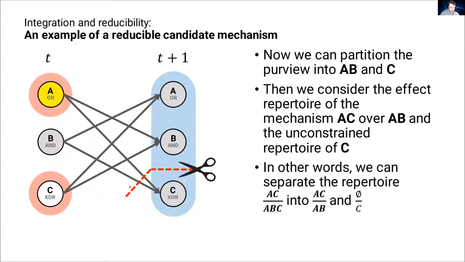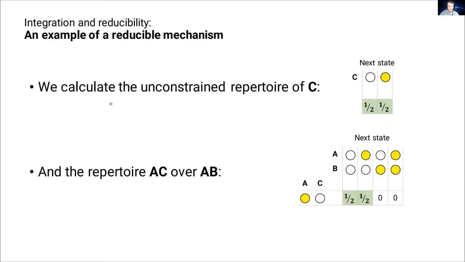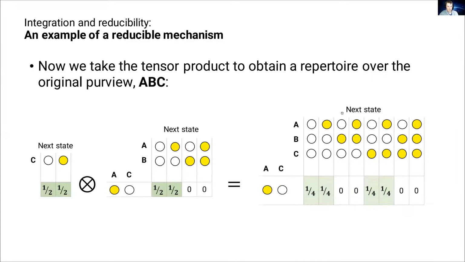So now C is no longer constrained by A and C. So we're comparing A and C over A, B, and C to A and C over just A, B, with C being unconstrained. So we can calculate, again, the unconstrained repertoire for C, and we can calculate the repertoire for AC over AB, and then we can take the product of those two to get the repertoire of AC over ABC, where C is unconstrained.